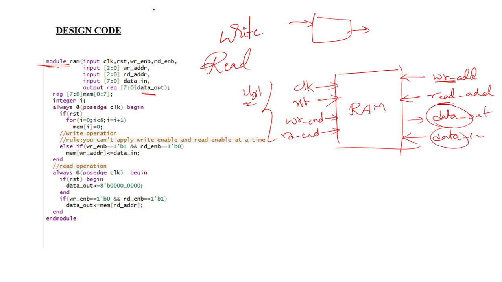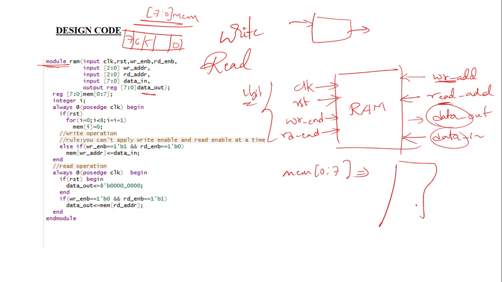We all know that [7:0] is the vector format. A vector means it has 8 locations: 7, 6, 5, 4, 3, 2, 1, 0, so 8 locations in the vector format. So what is the array? If you declare mem[0:7], it will be considered like this: 0 up to 7, so 8 memory locations.